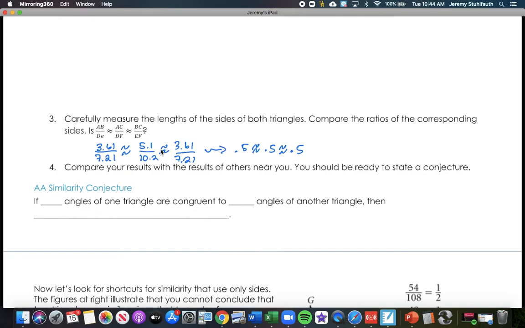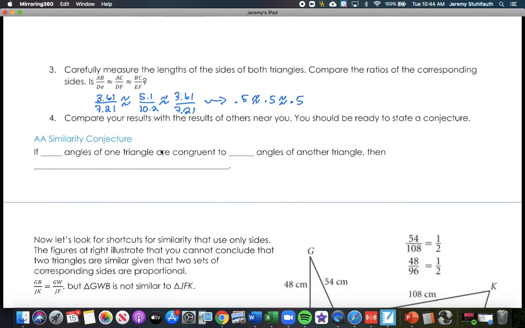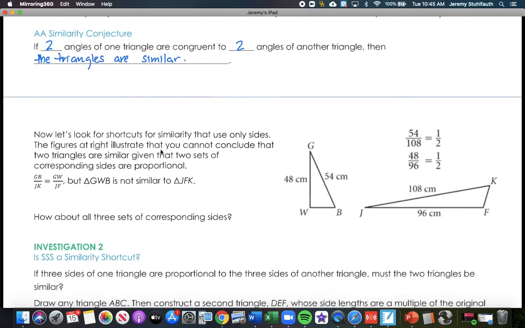So what that tells us is if two angles of one triangle are congruent to two angles of another triangle, then the triangles are similar. Again, if you know that two angles in one triangle are congruent to two angles of another triangle, then you know that the triangles are similar. Okay? Now, we're going to take a look at our next shortcut.